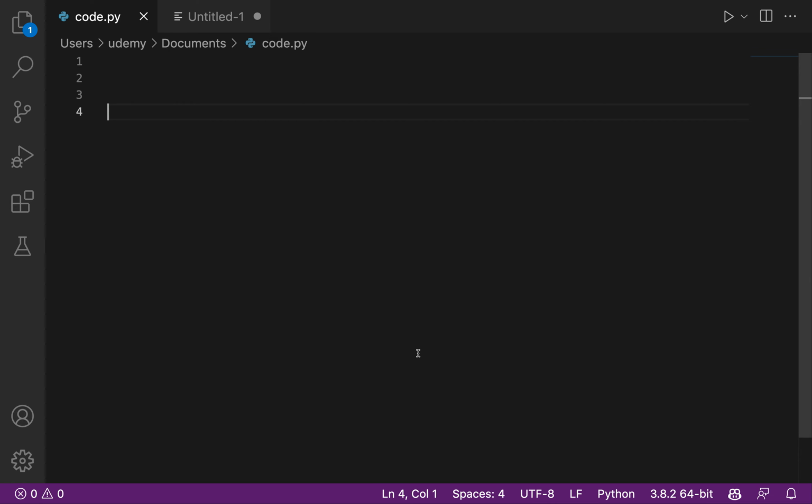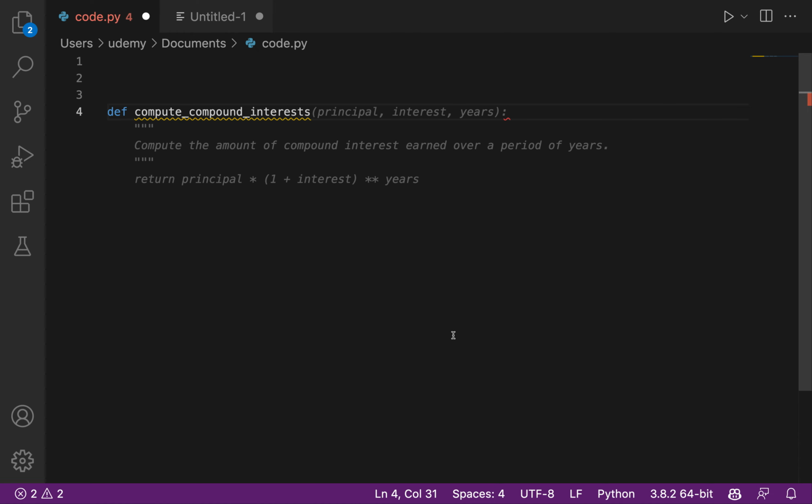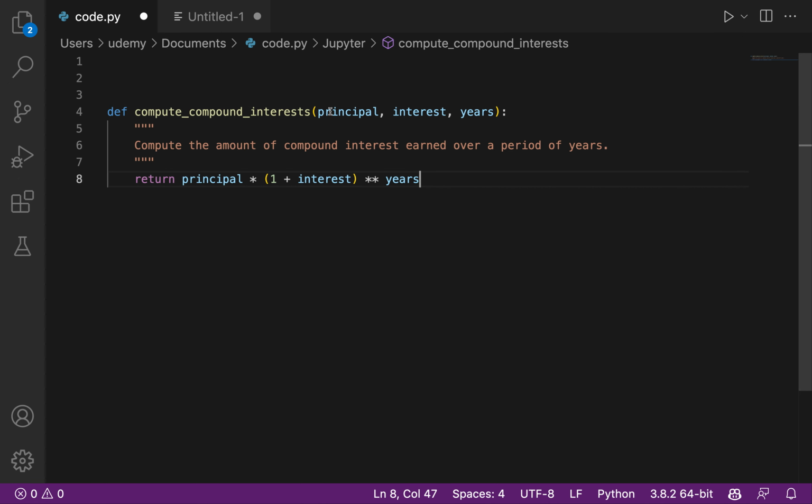So let's get started. We'll create a function def compute_compound_interest. Principal, interest here, okay. So perfect, this is the correct formula. This is the initial investment. This is your interest that is taken to the power of the number of years you invest.